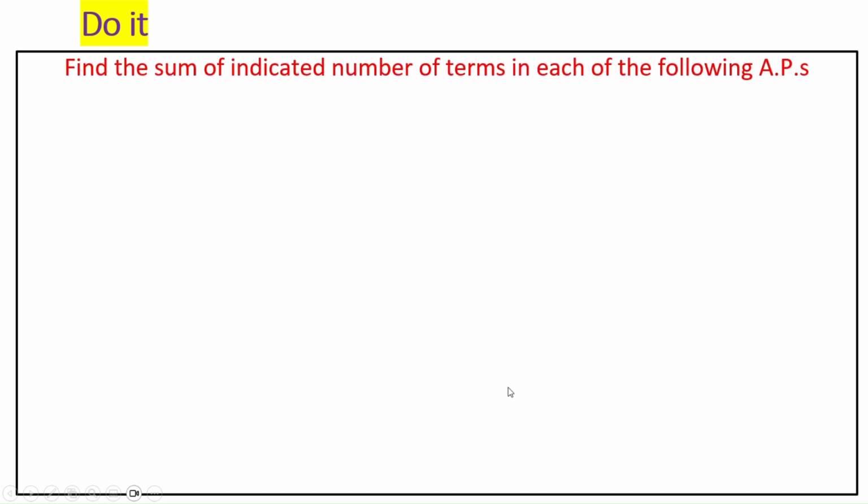Next, find the sum of indicated numbers.